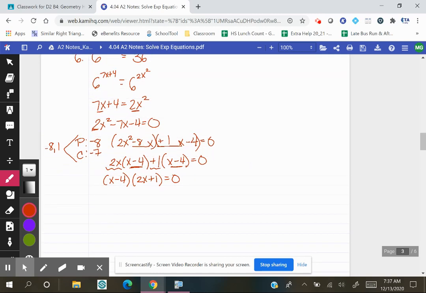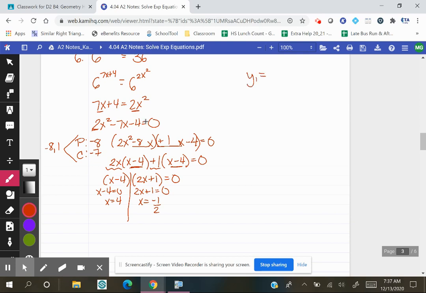So now those are my two factors, but I want to solve for x, so I'm going to draw my line and then set each factor equal to 0, and then solve for my 0 values or my roots. So I get -1/2 and +4.